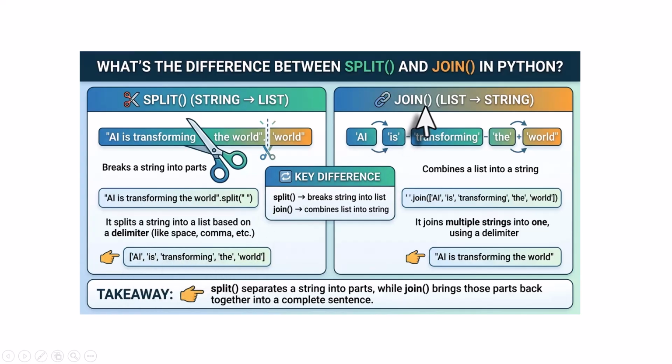And join function combines a list into a string. It joins multiple strings into one using a delimiter. For example, we are trying to join all these words, and you can see the output here. And the key difference is split function breaks string into list, whereas the join function combines a list into string. So the takeaway is, split function separates a string into parts, while the join function brings those parts back together into a complete sentence.